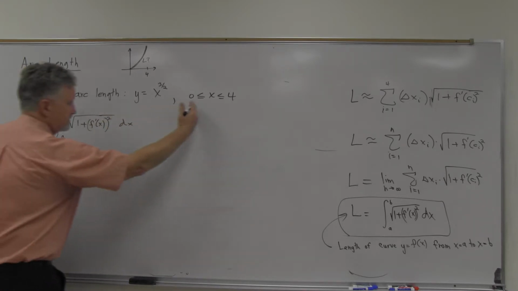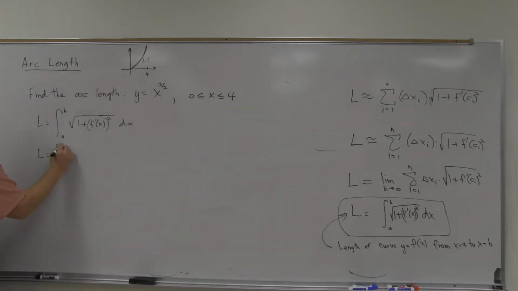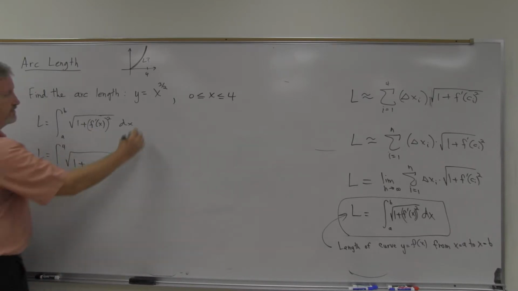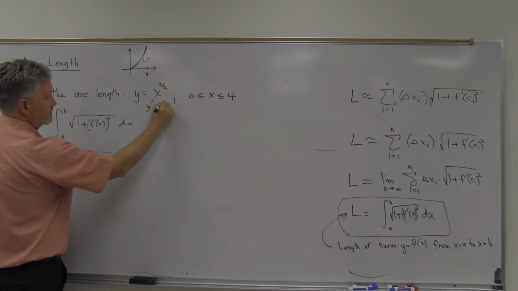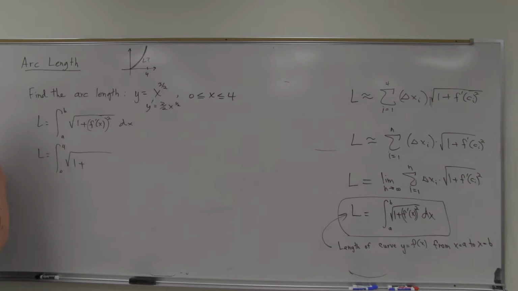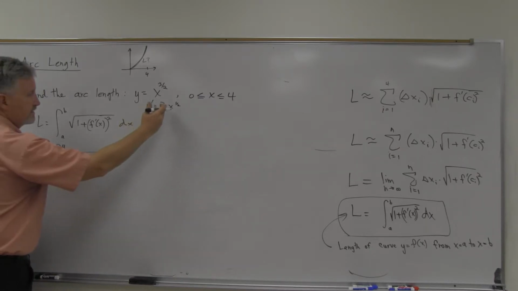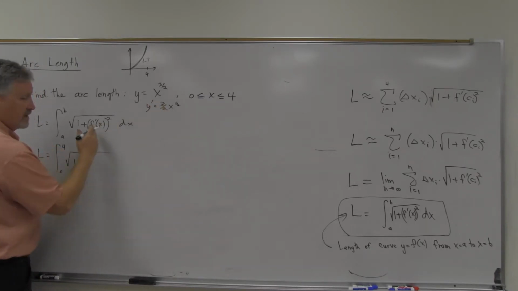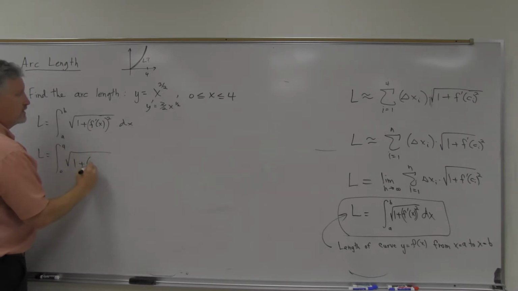So in this case, what do we got? A to b, so that's just the limits, 0 to 4. Square root of 1 plus, all right, so I don't put the function here, I put its derivative. So what's the derivative? Well, the derivative is 3 halves x to the 1 half, and that's kind of why this works so nicely. So I substitute that for my f prime. It's 3 halves x to the 1 half, squared.